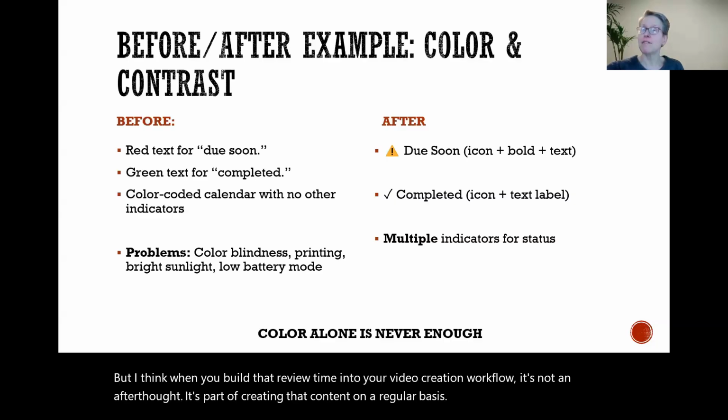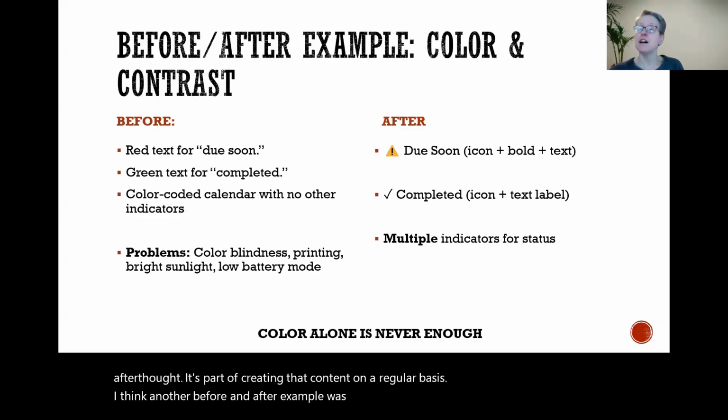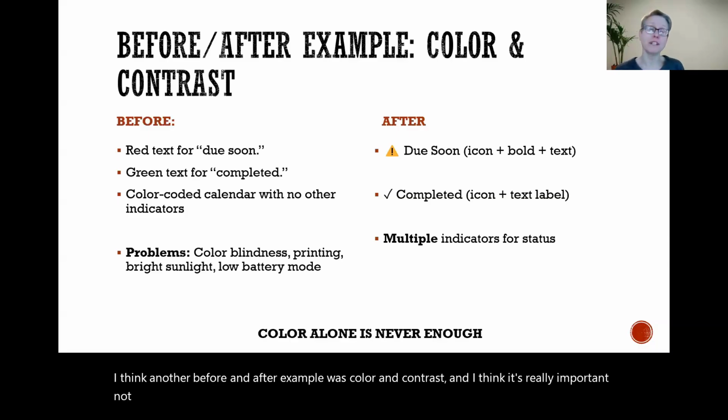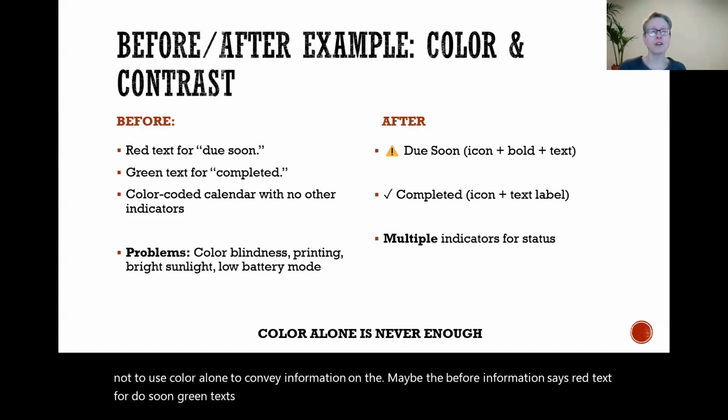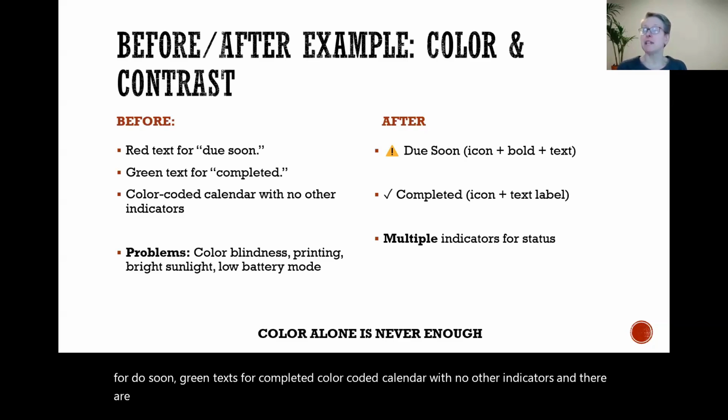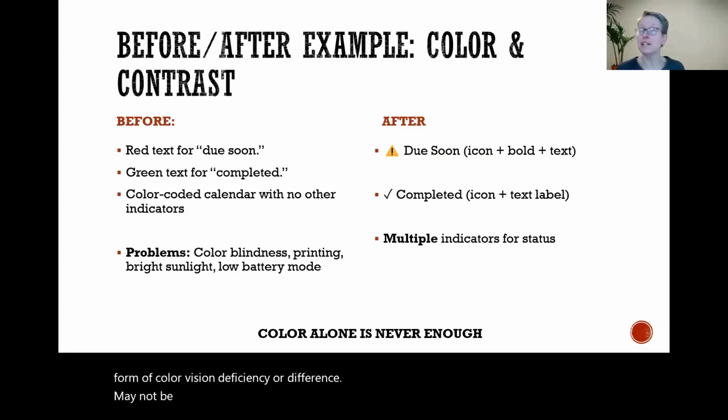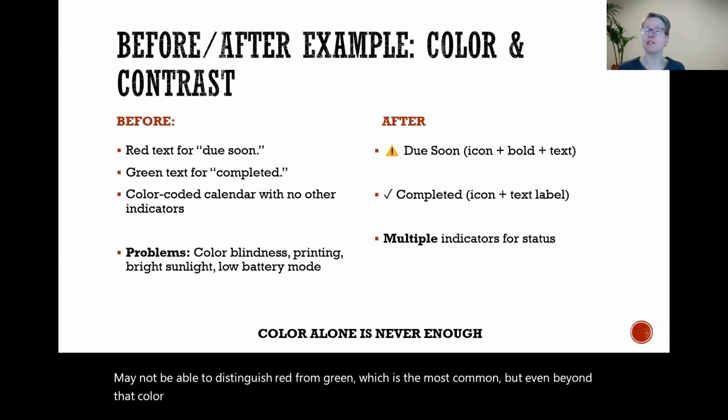I think another before and after example was color and contrast. And I think it's really important not to use color alone to convey information. Maybe the before information says red text for due soon, green text for completed, color-coded calendar with no other indicators. And there are multiple problems there because about 8% of men and a small percentage of women have some form of color vision deficiency or difference, and they may not be able to distinguish red from green, which is the most common.